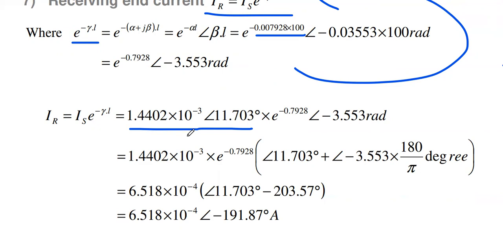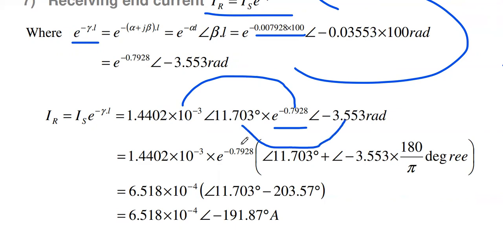in radian. Then you see here, this is the magnitude and this one is the magnitude. So the two polar quantities: you multiply the magnitude into magnitude. And the angles, since they are in multiplication, means we have to add them.